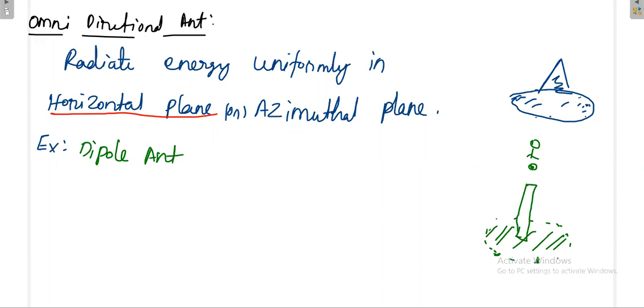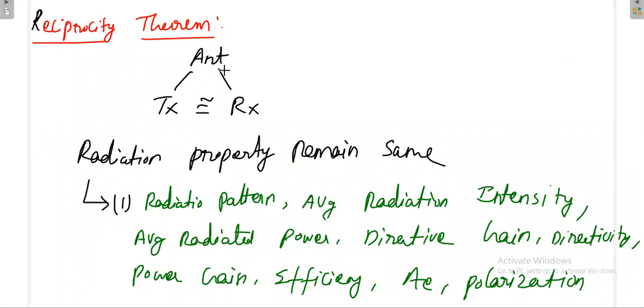Okay, field pattern. So next, the reciprocity theorem. Except for some characteristics, almost 90% of the characteristics of the transmitting antenna and the receiving antenna are the same, because if you design an antenna, it can be used as a transmitter or as a receiver. So whatever properties are applicable for the transmitting antenna, the same is true for the receiving antenna, except for a few characteristics. In general, what are all the properties of an antenna? These are all the properties.